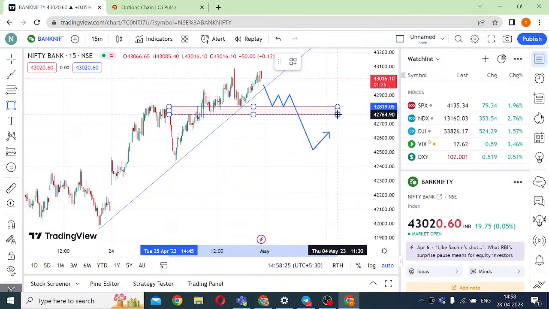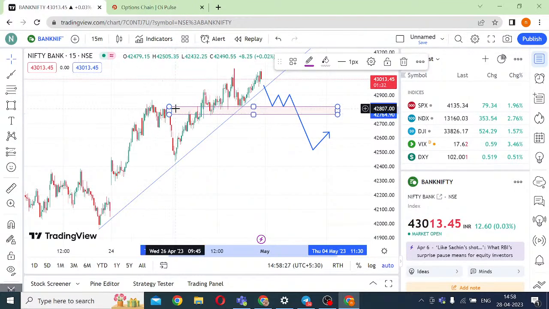The reason is this level, which was a breakout earlier. There was a sweep candle. It came down, but it's again. So this becomes my flip zone.